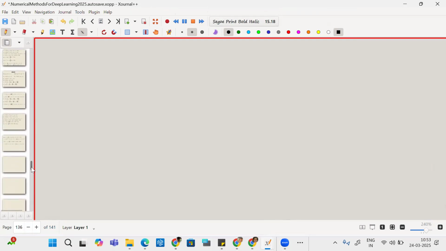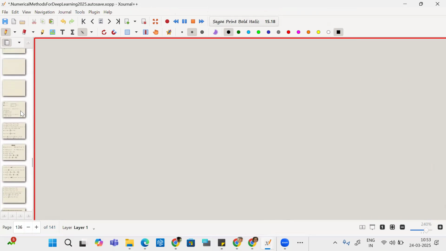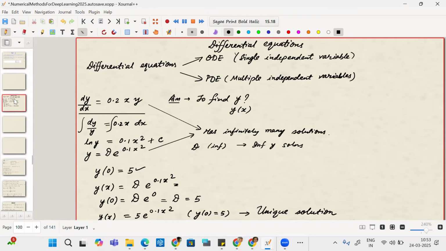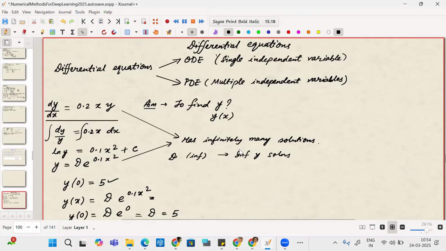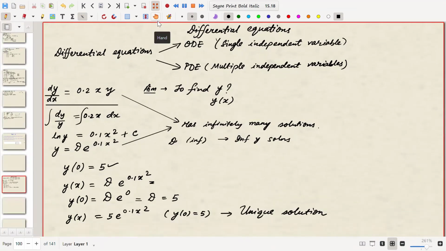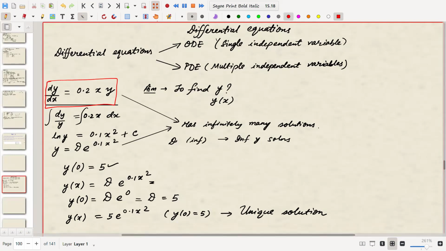Okay, so the ODE I just mentioned to you, I think I missed the slide, isn't it? Yes. So this ODE, which I am circling in red, has infinitely many solutions.